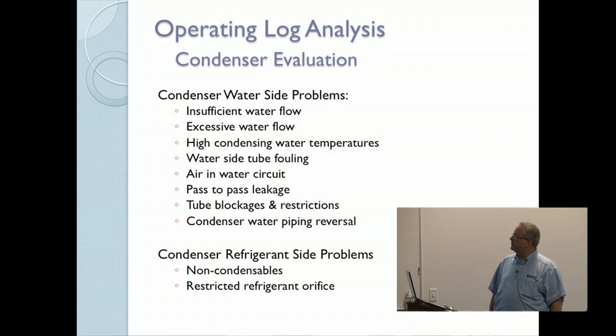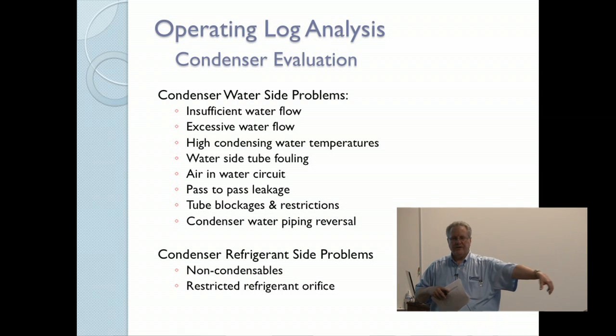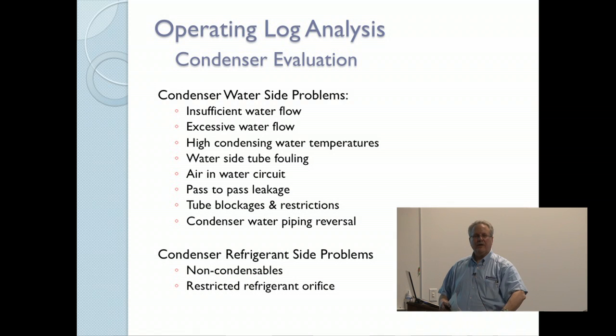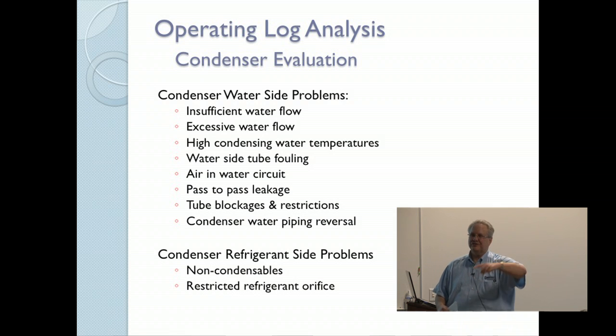High condensing water temperatures. Waterside tube fouling. You could have air in your water circuit, restricting some of the water flow. You could have pass-to-pass leakage. What that is, if you have a two-pass chiller with both the supply and return on the same head, the water goes in half the tubes, comes around and through the other. There's a partition in that one head, and sometimes if the water's corrosive enough, it will eat up that partition, and instead of going through the chiller, the water just short circuits the chiller.